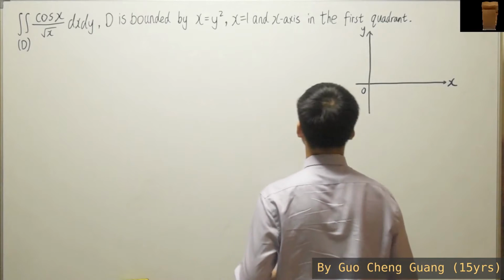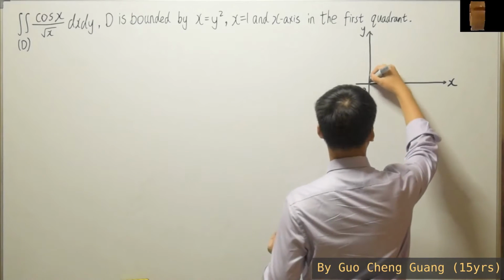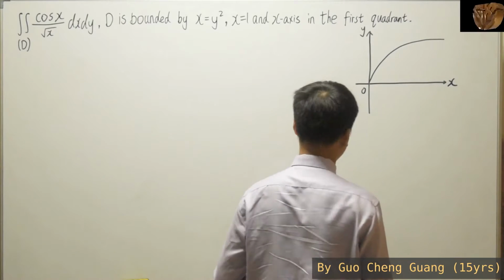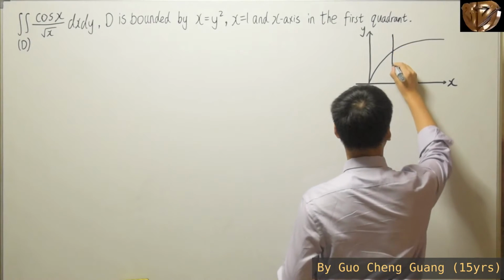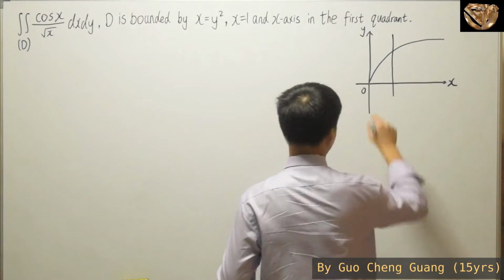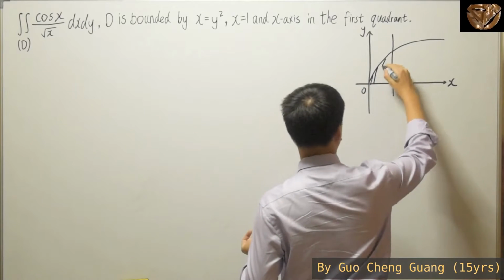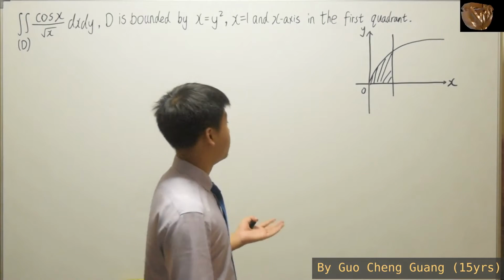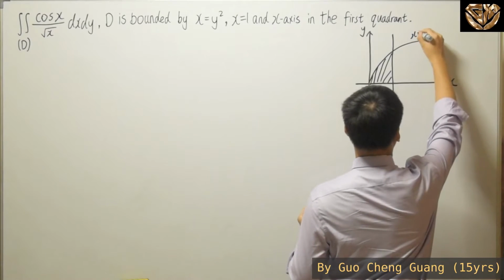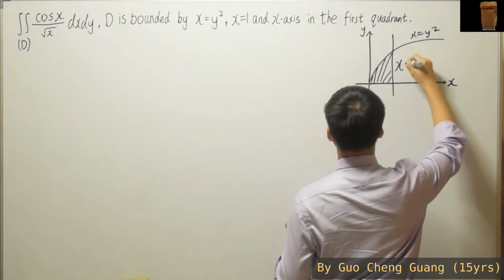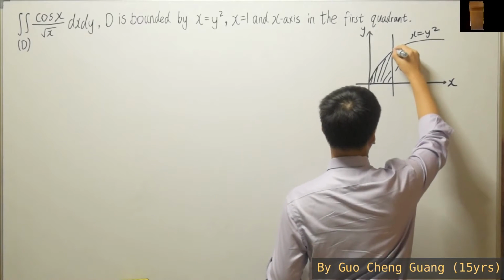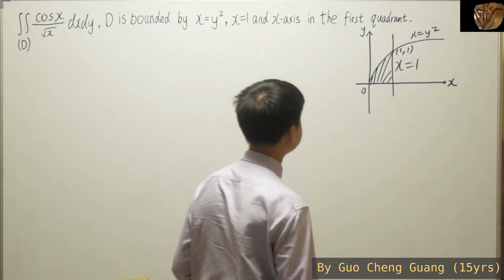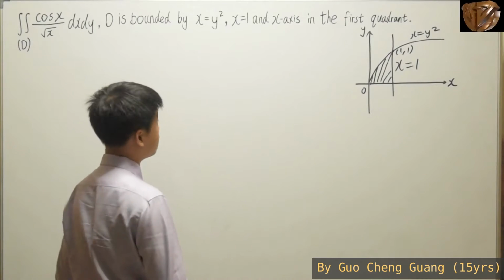So x equals y squared, that means you're going to see something like this. Then x equals 1, and your x-axis, so that means the area would be this section over here. This is x equals y squared, this is x equals 1. And this point here, you can know it if you want, but it is pretty much just (1, 1).